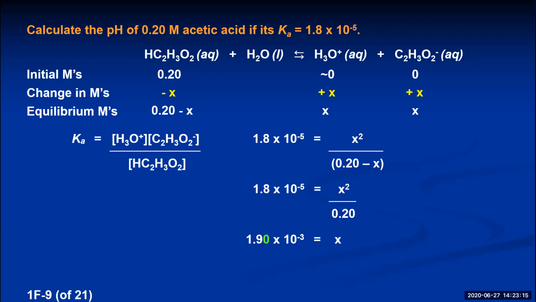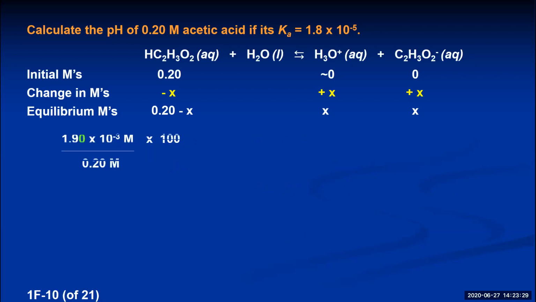So the way we test to see if it was a good assumption that the x in the denominator was so small we can ignore it is we're going to take our value for x, 1.9 times 10 to the minus third, and divide it by the molarity of the acid we subtracted it from, the 0.20. So that'll be 1.9 times 10 to the minus third divided by 0.20 multiplied by 100. If this comes out less than 5%, the assumption was good. We can use our value for x. We're done. If it comes out greater than 5%, then I have to do the recycle process. But this came out even less than 1%, only 0.95.